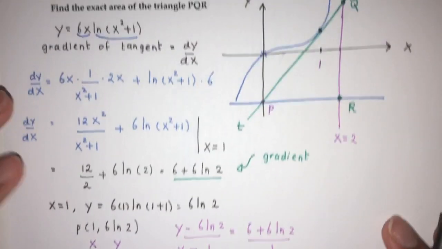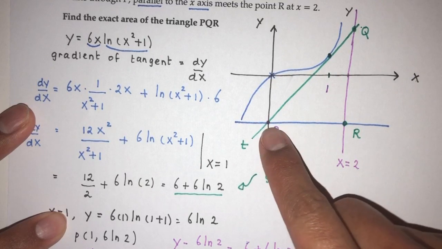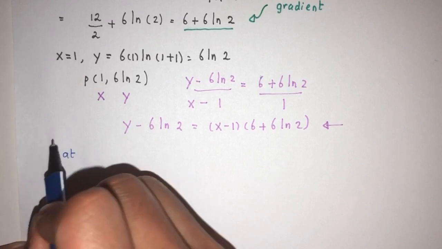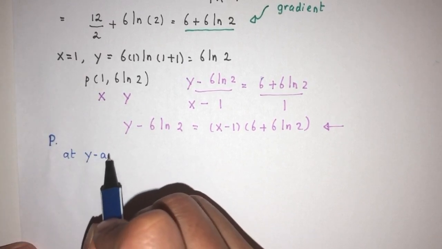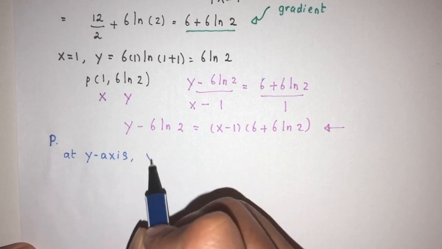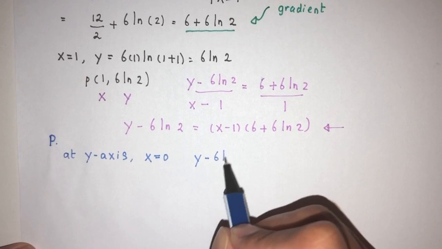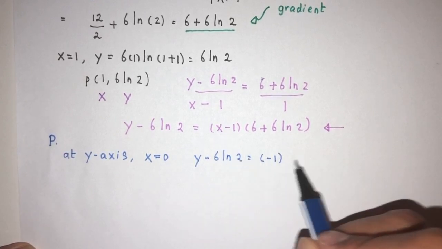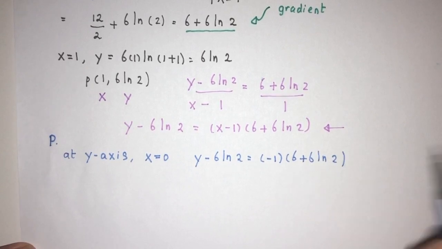Now, as you can see, my tangent crosses my y-axis at the point P, so we have to find the point P first. Point P is on the y-axis, so on the y-axis, what do we know? The value of x has to be 0. Replace, and you will have y minus 6 ln 2 equals (0 minus 1) times 6 plus 6 ln 2.